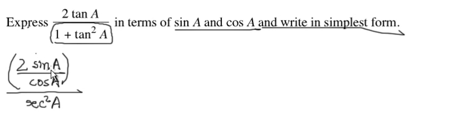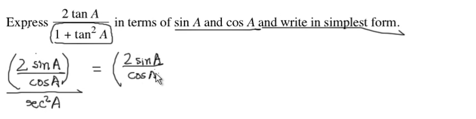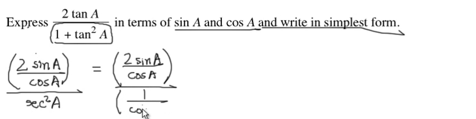So there we are, we're all sine, cosine, and now this secant is a problem. Let's see if we can make that look better. We'll leave the top alone, 2 sine A over cosine A for now. Downstairs, what does secant mean? It's 1 over cosine A. So secant squared is 1 over cosine squared A. This is good because now we have nothing but sines and cosines.